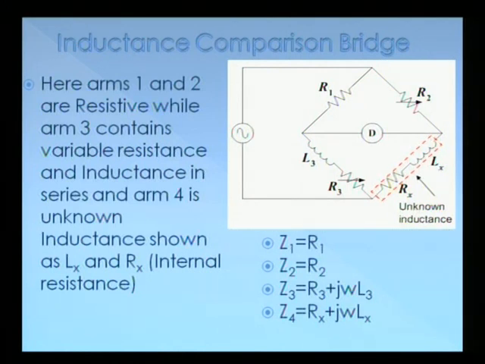Here we are indicating the unknown inductance as a series circuit of Lx along with Rx, where Lx is pure inductance while Rx is the resistive part of the same inductance. You can say it's internal resistance. Summarizing the impedances: Z1 is equal to R1, Z2 is equal to R2, Z3, being inductance along with series resistance, is R3 plus j omega L3, and Z4, that is the fourth arm impedance, is the unknown internal resistance Rx plus j omega Lx as an inductance.